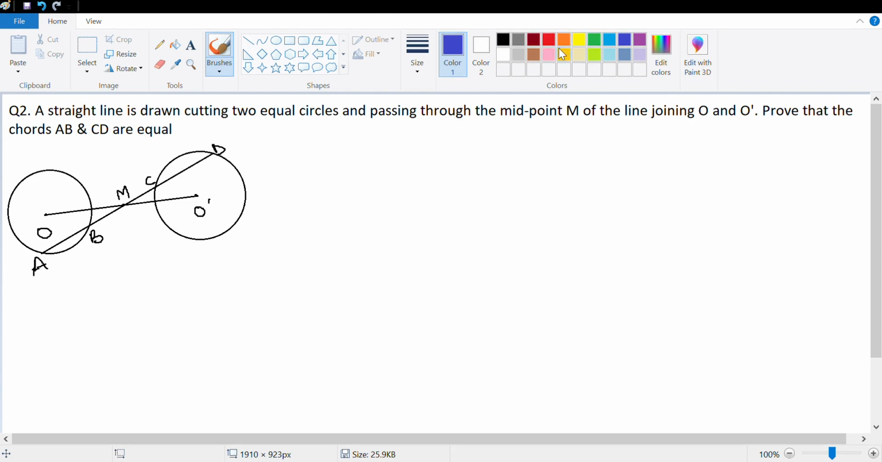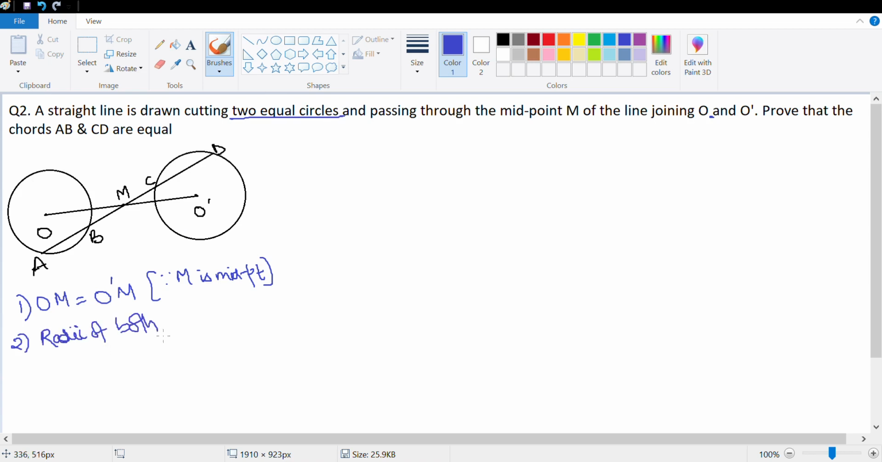So question number 2 says a straight line is drawn cutting two equal circles and passing through the midpoint M of the line joining O and O dash. So what is given is, let's figure out. OM is equal to O dash M, since M is the midpoint. So this part is given. Two equal circles would mean radius of circle 1 is equal to radius of circle 2. So radii of both circles are equal.